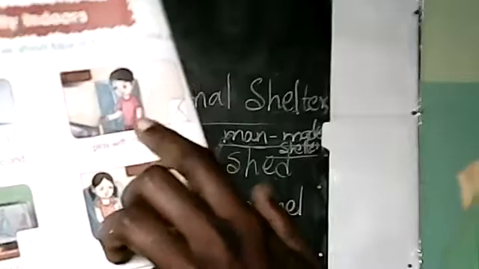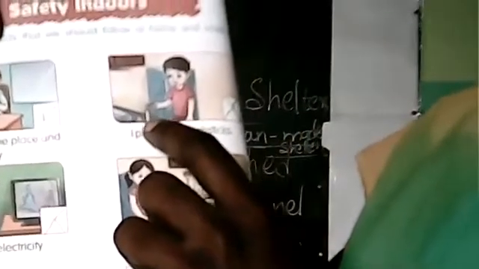Now see here. What is this boy doing? This boy is playing with the matchsticks, the matchbox. He is burning this. He's playing with this candle, playing with fire. So you shouldn't play with this. It will catch fire. So this is wrong. This is not safe.